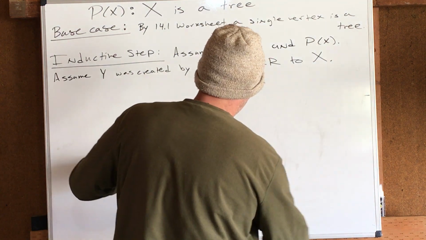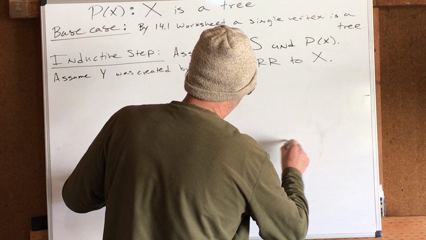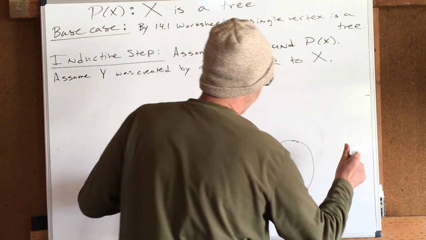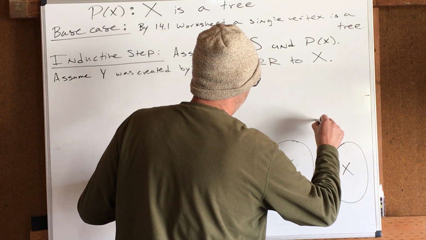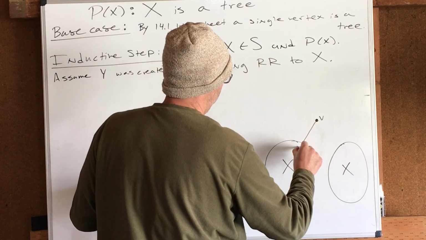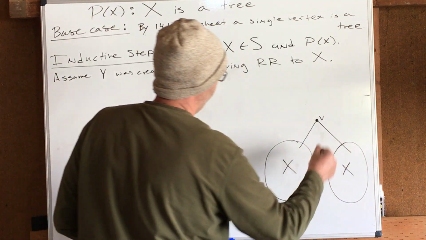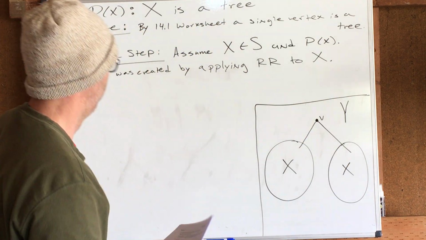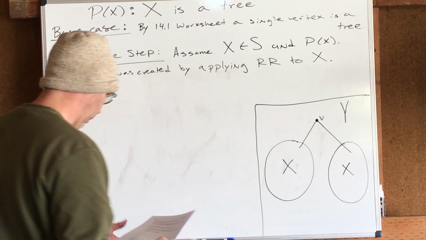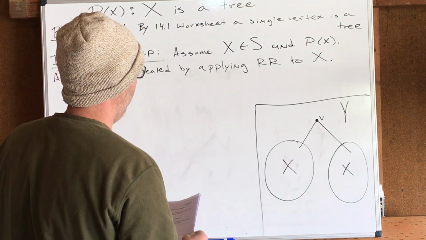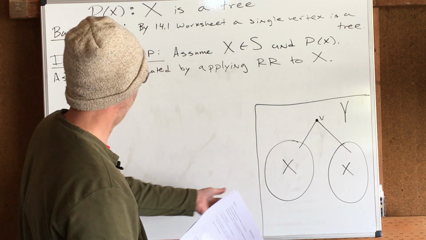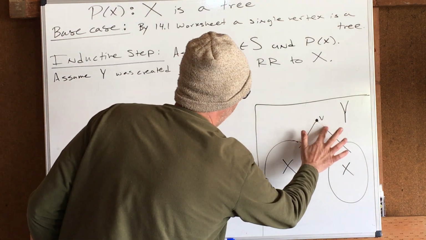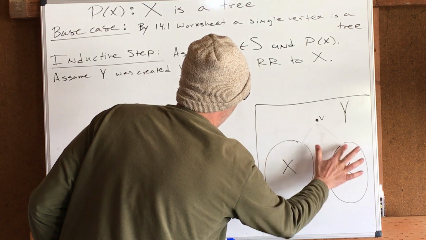Okay, so what does Y look like? We had some X in S, and our recursive rule says create two copies, one right next to the other. Create a new vertex, call it V, and connect that to the roots of the old ones. This is Y. So you see how this is working, right? This X is a tree and this X is a tree. And here we're connecting, and we'll look at it like this.